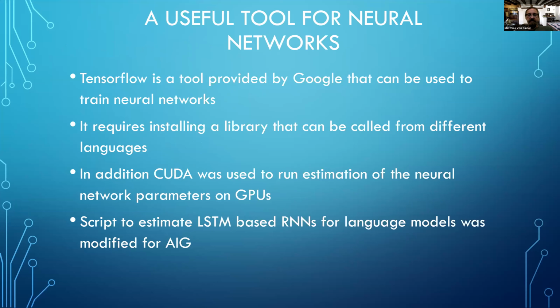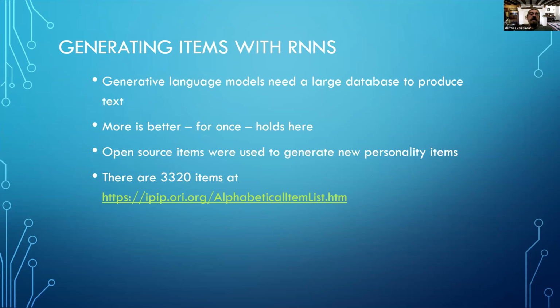So I'm using a tool provided by Google. That's not so important here. Let's just skip it in terms of time. I can talk a lot about that later in questions if there are. What I did was I'm using one of these recurrent neural networks, essentially a character-based language model, and I'm using open source items to generate new personality items.